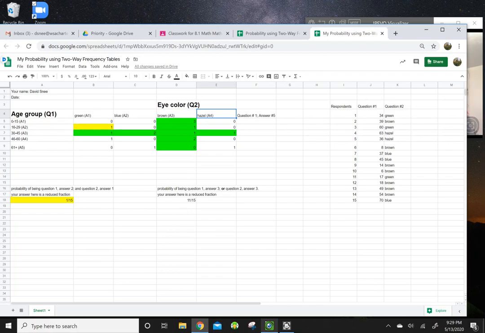Now, I asked 15 people. I'm going to show you over here on the right. I'm going to highlight in blue. These are my 15 respondents. For my first respondent, I asked question 1, and they told me that they were 34 years old. And then for question 2, they told me they had green eyes.